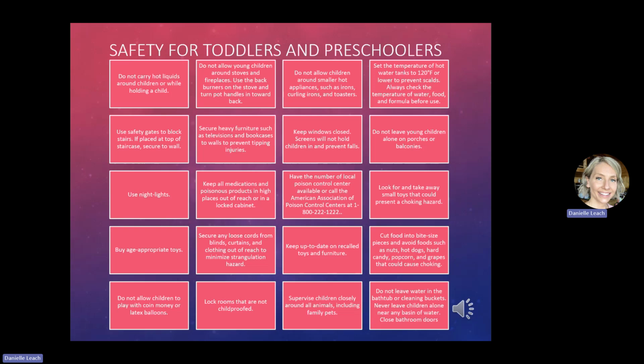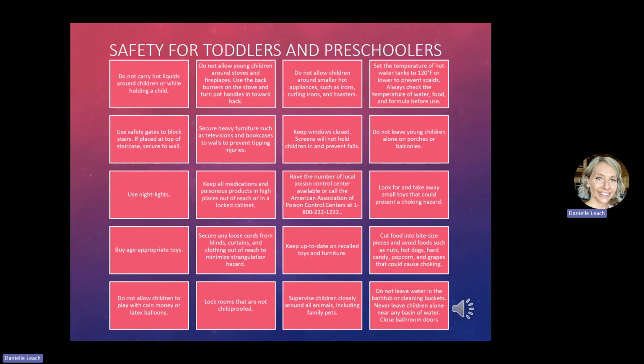Some safety measures that we can educate caregivers about for toddlers and preschoolers. Educate them to not carry hot liquids around while they're holding a child, like a hot pot of water that's boiling for pasta, or coffee. Don't allow the kids around stoves or fireplaces. If we are using the stove, try to use the back burner to minimize the risk of burns. Don't allow them around other hot appliances, things like curling irons or straighteners or toasters.